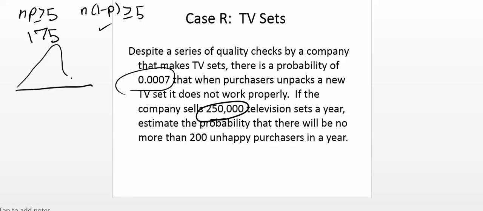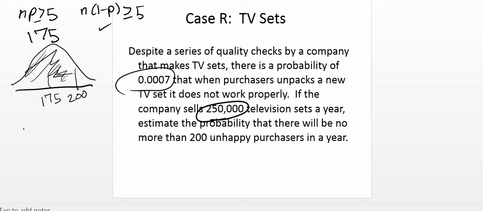and because we have a, whoops, I didn't draw a very good bell-shaped curve, a bell-shaped curve with a mean of 175, and we're asking for the probability that no more than 200 are problematic. So the answer is going to be pretty big given the fact that we're quite a ways away from the mean.